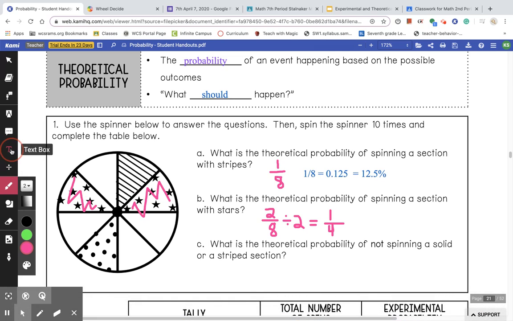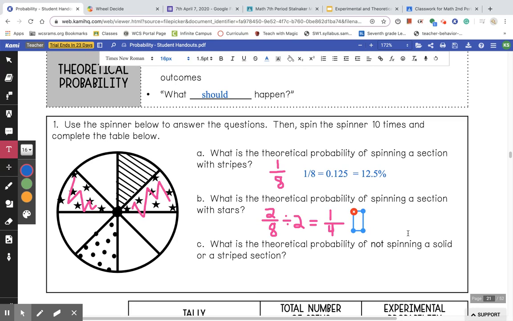So we're going to convert that to a percent. Again, we do 1 divided by 4, which gives me 0.25. Move the decimal over 2 places to the right, giving me 25%. So theoretically, there is a 25% chance that this should happen.